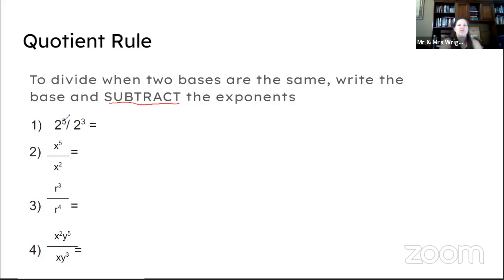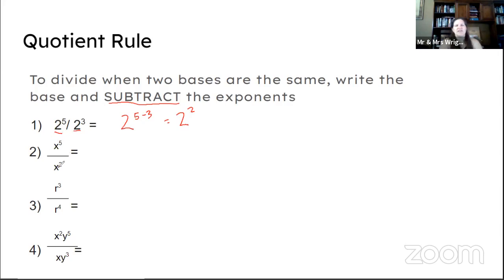So here we have 2 to the 5th divided by 2 to the 3rd. These have the same base, so I'm going to write the base and subtract the exponents: 5 minus 3. So that equals 2 to the power of 2, or 2 squared. Here I have x to the 5th divided by x squared.